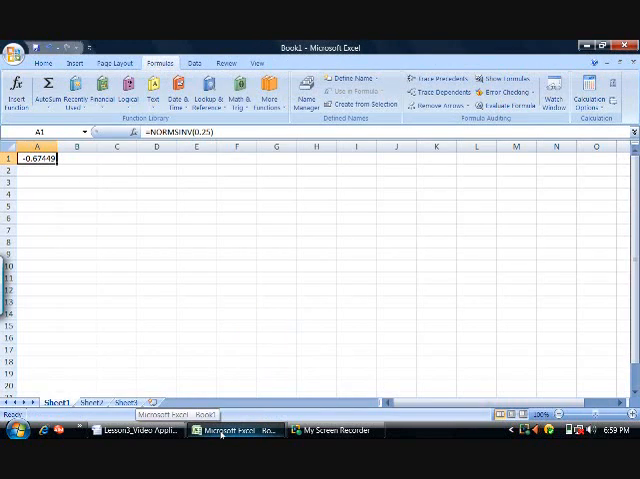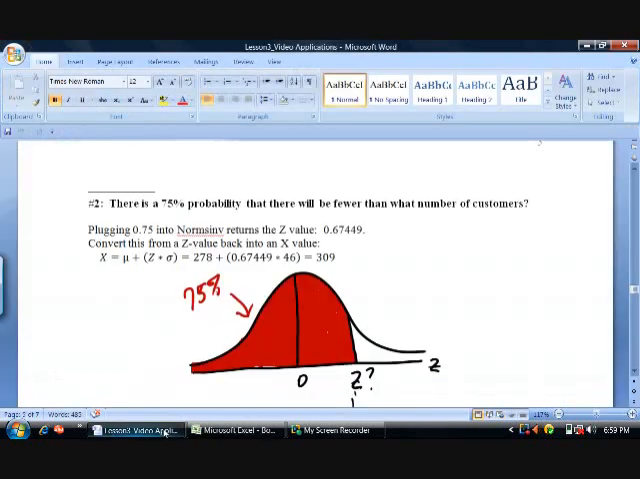Now, you can go through all the steps again, or you can notice up here in your formula bar, NormsInv is already there because that's what we just used. Why don't you just plug in 0.75 in place of the 0.25, hit enter, and you'll get a probability of 0.67449. In other words, 75% of Z values are less than 0.67449.